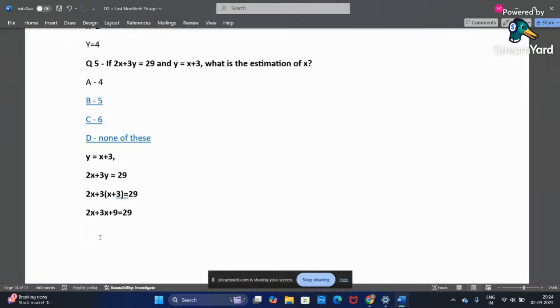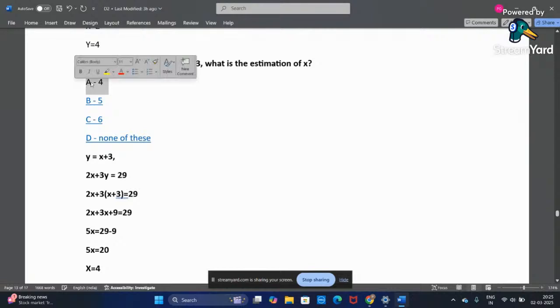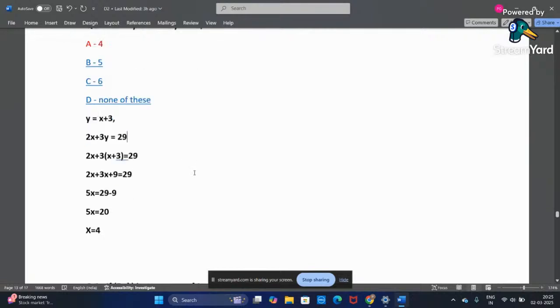So what is the answer we're getting? Here it is 5x equals 29. This 9 is going to the left side, so it is minus 9. 5x equals 29 minus 9, it is 20. So x equals how much? 4. Any doubt in this? This is the final answer.